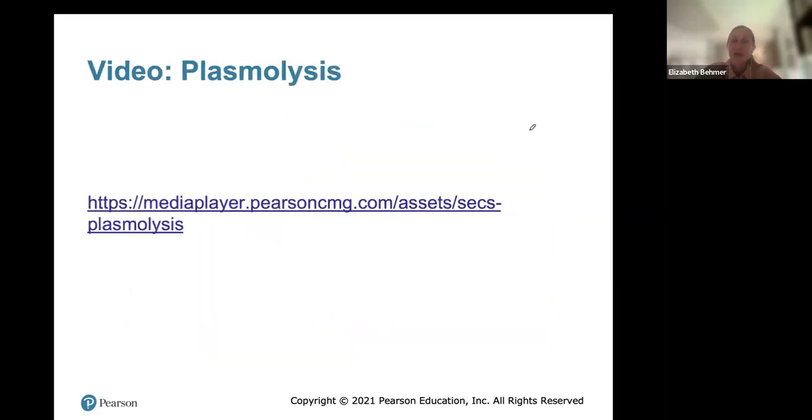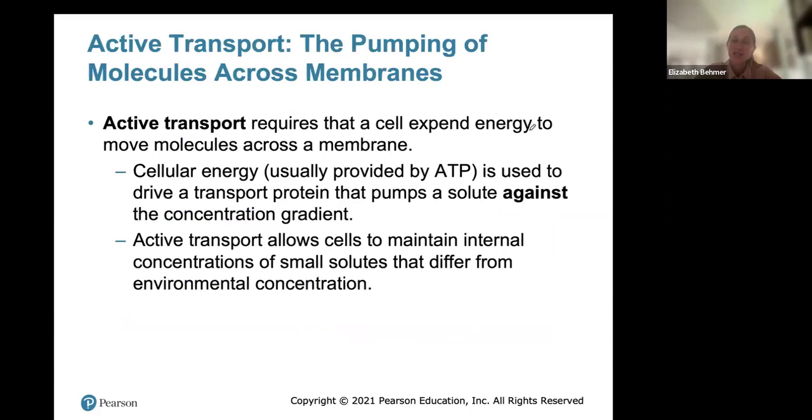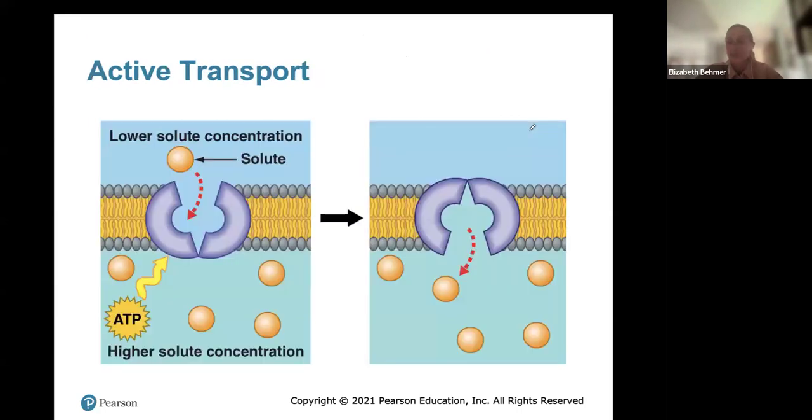Active transport requires that a cell expend energy to move molecules across the membrane. Cellular energy, usually provided by ATP, is used to drive a transport protein that pumps a solute against the concentration gradient. Active transport allows cells to maintain internal concentrations of small solutes that differ from environmental concentrations. And here we have a look at active transport. It requires energy to move a solute across the cell membrane.